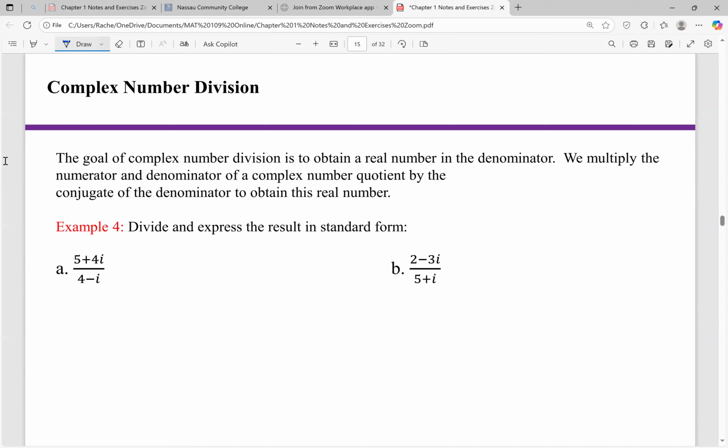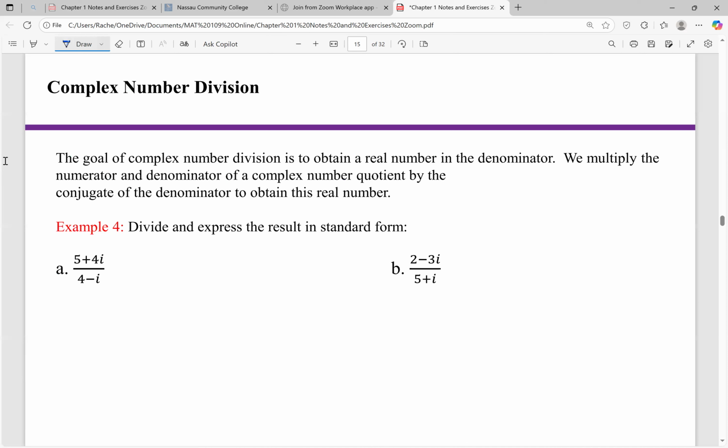So now let's look at complex number division. The goal of complex number division is to obtain a real number in the denominator. In order to do that, we multiply the numerator and denominator of a complex number quotient, like the fraction that we have here, by the conjugate of the denominator to obtain this real number.